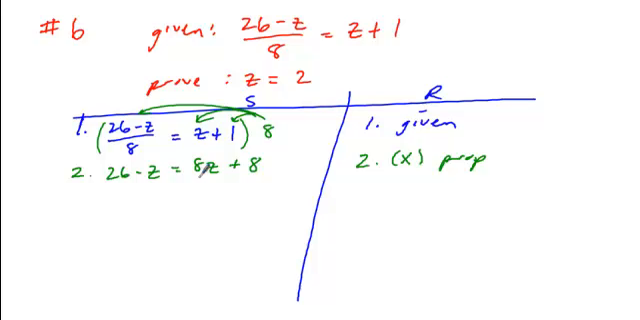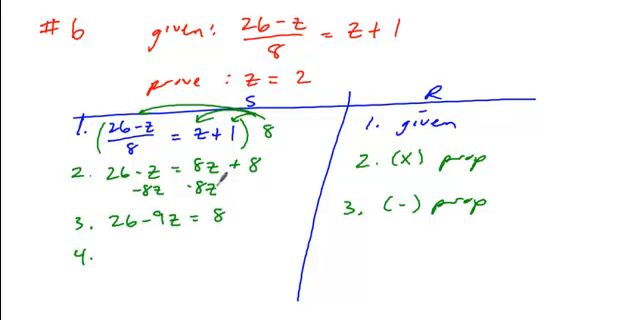And now I can combine my like terms. So here, since I want my z to be on the left side, I'm going to move my z's over to the left. So I'm going to subtract 8z from both sides, leaving me 26 minus 9z is equal to 8. That's an example of subtraction property.